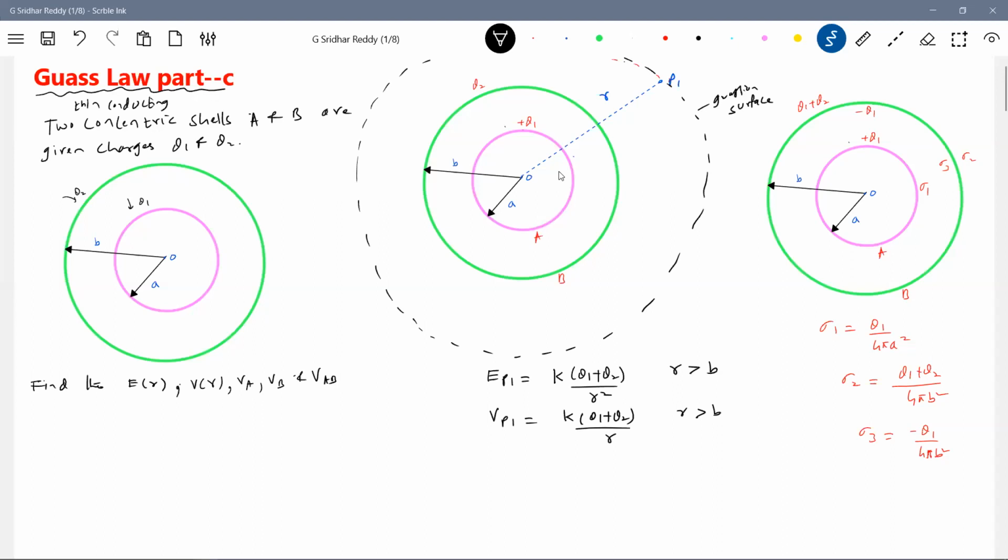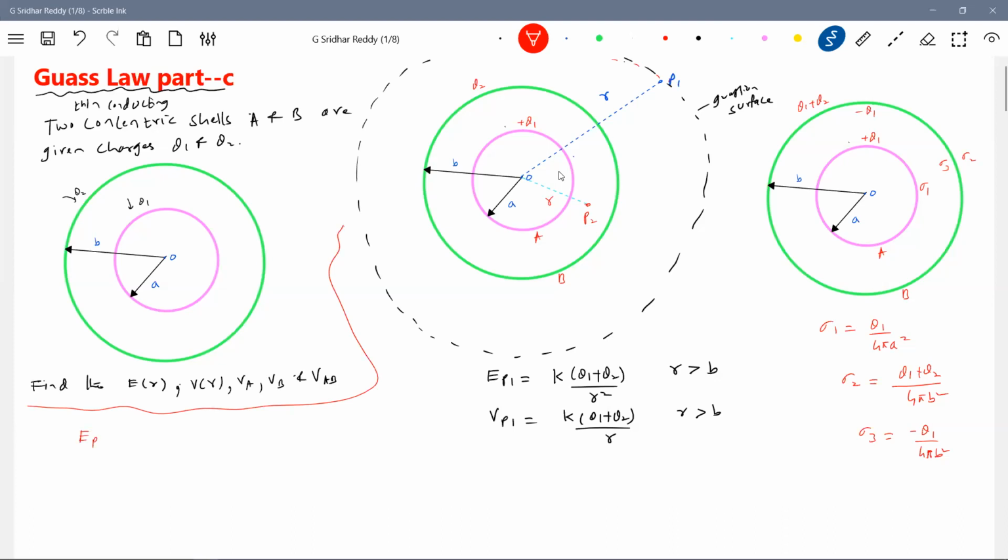Okay, I agree with this. I'll come to that later. Let me choose a point now somewhere inside. Let the point be the point P2. What about the electric field and potential? Let me write this distance as R. Where A is already there, so let me write R only, no problem. What is the condition for R? R should be less than B and greater than A.